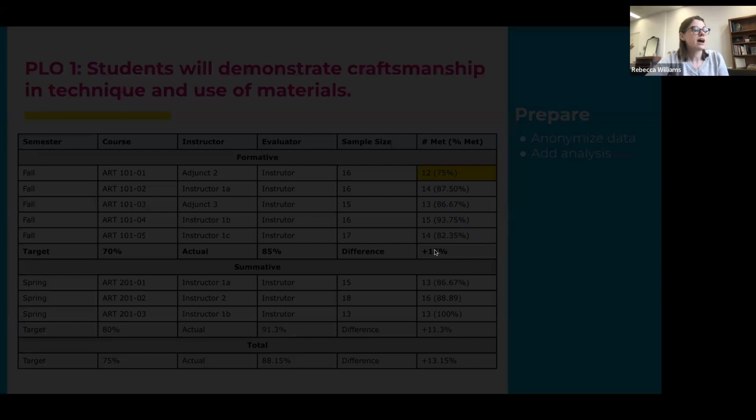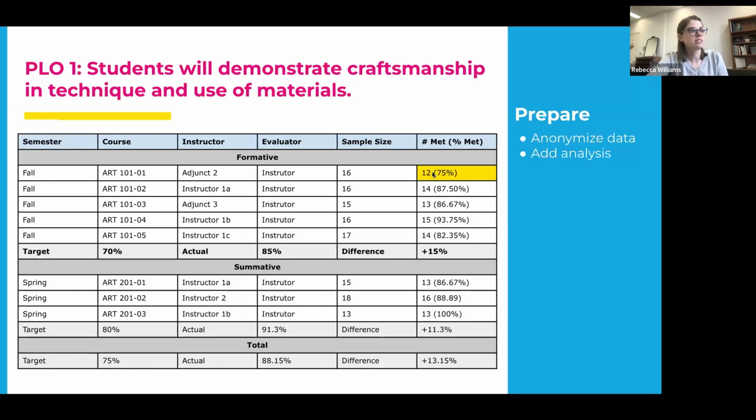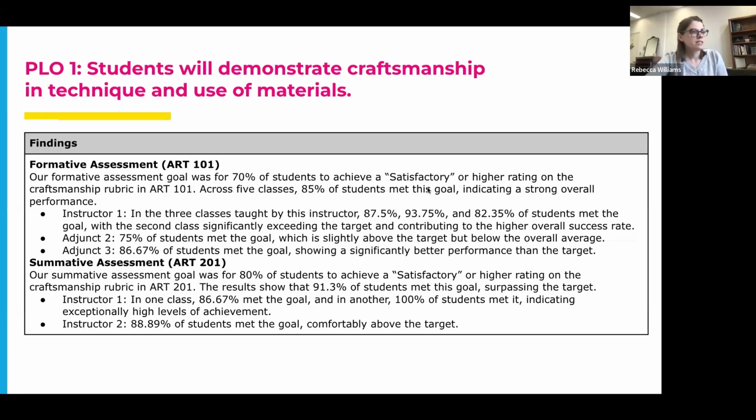Some things that we noted: in this PLO, everyone did really strong overall. For instructor 2, they were slightly above the target, but below the overall average in the class. Here you can see their score is just a little bit lower than everyone else. And on that summative assessment, everybody was meeting their goal. Instructor number 2 met their goal and was comfortably above the target.